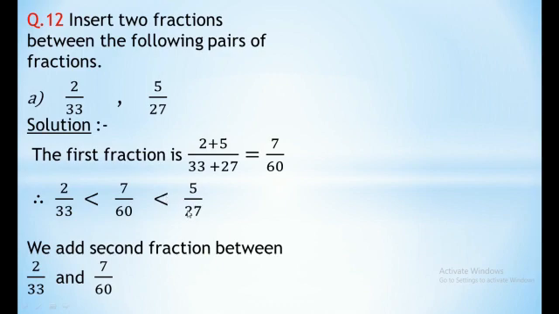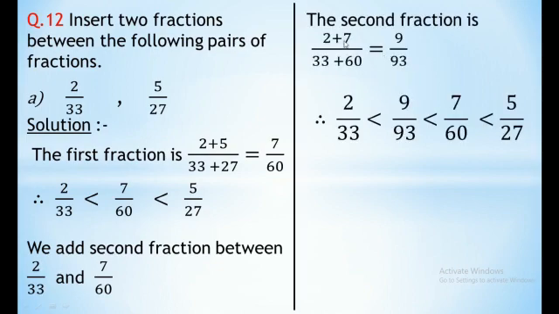Now we have to find the second fraction. So we will find the second fraction between 2 by 33 and 7 by 60. When they ask to find two fractions between the given pair, we have to find the first fraction and then move to the second fraction. So we will now find the second fraction between 2 by 33 and 7 by 60.